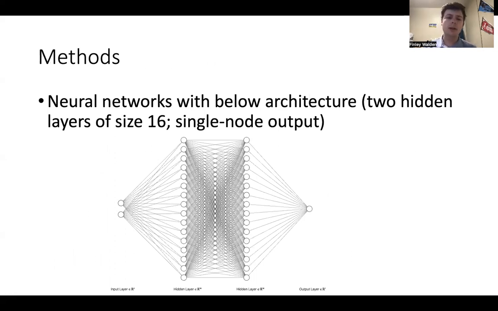In terms of methods, the neural network architecture, the actual neural network, is very simple. It starts with 2 dimensions, and then it heads to 2 hidden layers of 16 nodes as the display shows here, and it condenses into 1 output layer.